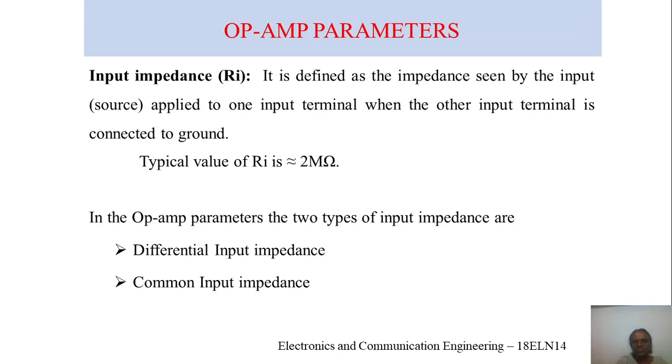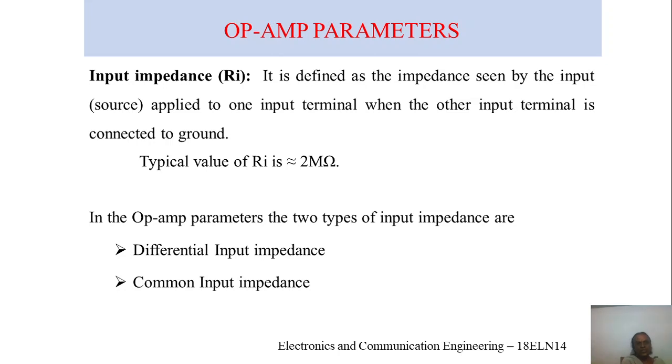Input impedance is defined as the impedance seen by the input. Input means inverting or non-inverting input, both it can be, or any one it can be, depending on the type of input you are going to use, applied to one input terminal where the other input terminal is connected to the ground. Here, if one input terminal is given and the other input terminal is connected to the ground, then it is called single mode input. Typically, the value of the input impedance, that is Ri, is approximately equal to 2 mega ohm.